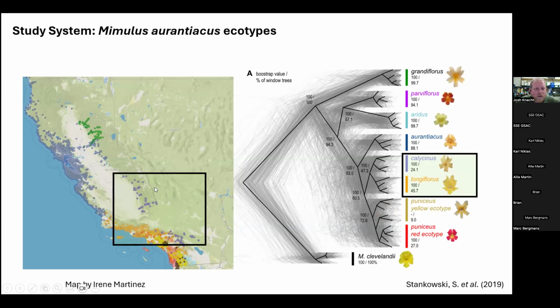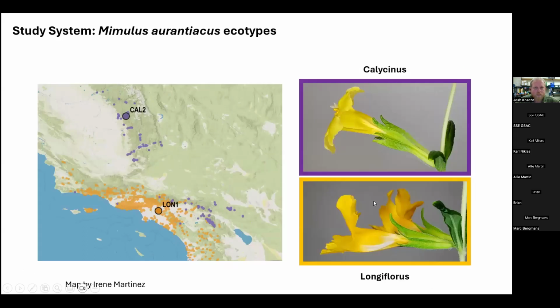And these guys are from the Southern Sierra Nevada and the transverse ranges here. Take a closer look. So the Calasinus population that we're using comes from the Southern Sierra Nevada, and the Longiflorus is here around LA.